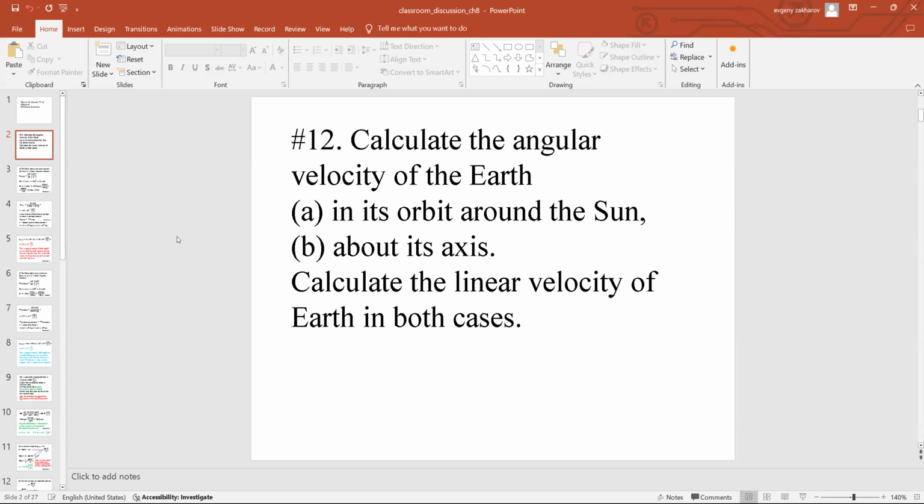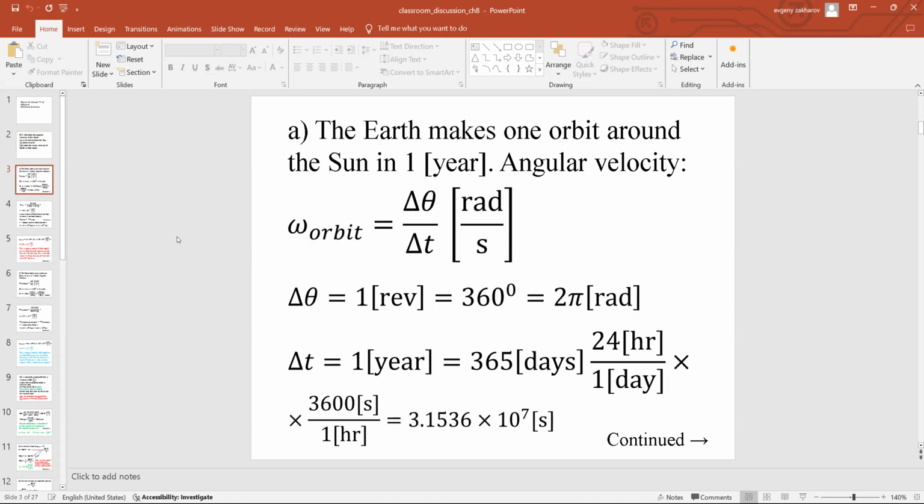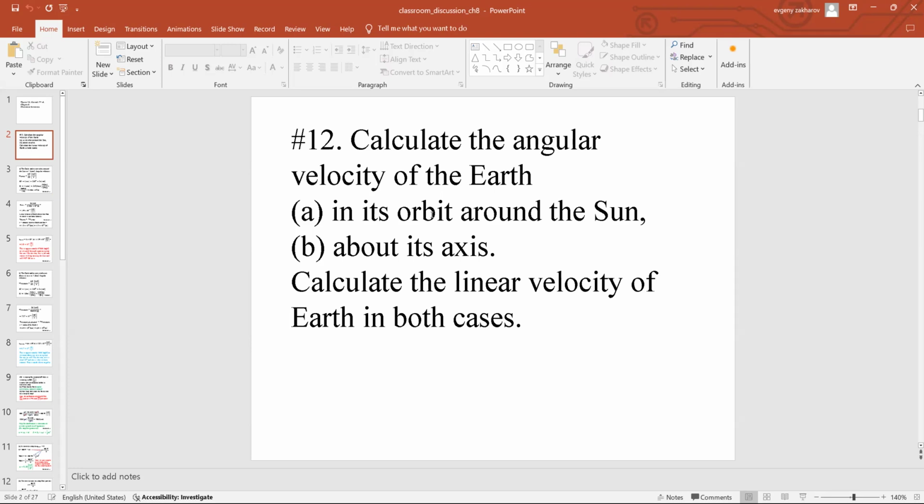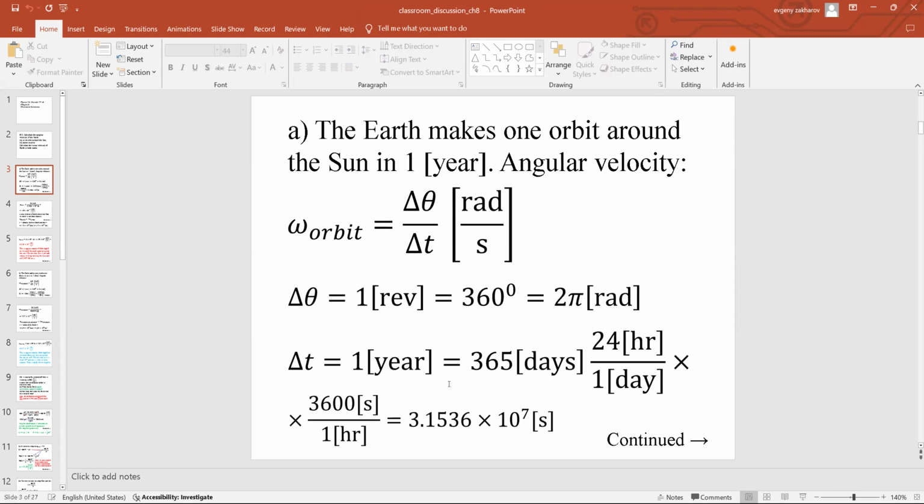I'm pretty sure you noticed that we have a planet Earth and it spins on its axis, and it also orbits around the sun. So both kinds of motion are rotational motion, so there is some kind of angular velocity involved in that rotation. So let's calculate both values. First of all, its orbit around the sun. So with respect to the sun, how much time does it take for Earth to complete one revolution? Well, pretty sure you know it's 1 year.